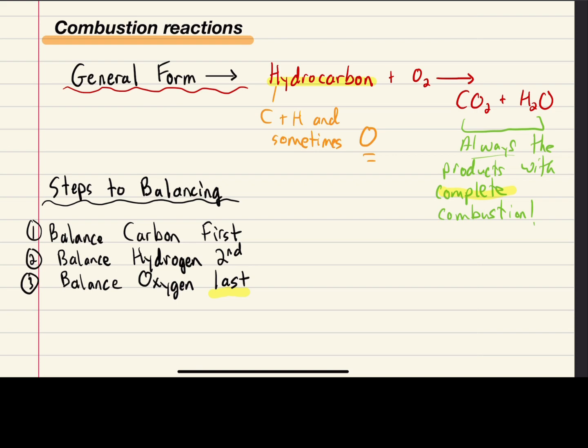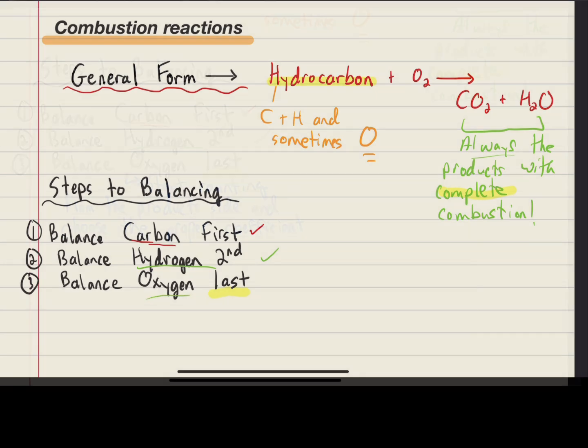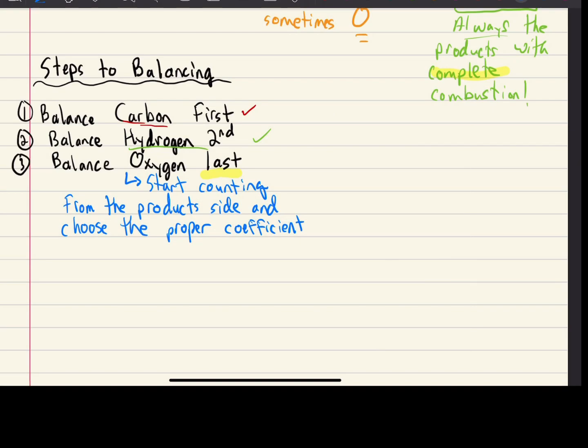Now, these can be complicated to balance, so it's best to approach these as systematically as possible. And one method that I have is, first we balance the carbons, then we can balance the hydrogen second, and it's really important you save the oxygens for last. Now for the last part, when we're balancing the oxygen last, we're going to start counting from the product side and then choose the proper coefficient from there. So based on how many oxygens are on the product side, that's what we'll use to decide the proper coefficient.